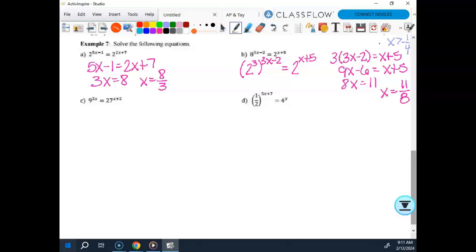Everybody okay with those? Yes. All right, then you try C. What would you make your common base? 3.